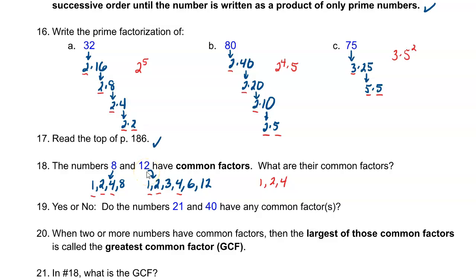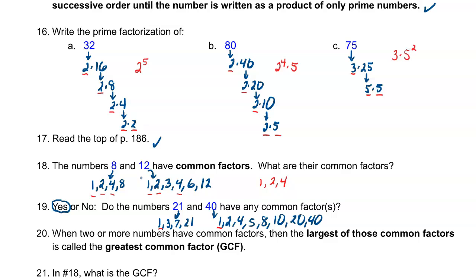Number 19, yes or no? Do the numbers 21 and 40 have any common factors? 21 divides by 1, 3, 7, and 21. The number 40 divides by 1, 2, 4, 5, 8, 10, 20, and 40. Are there any numbers common to both lists? Yes, the number 1. And so the answer is yes. There is a common factor between 21 and 40, the number 1.